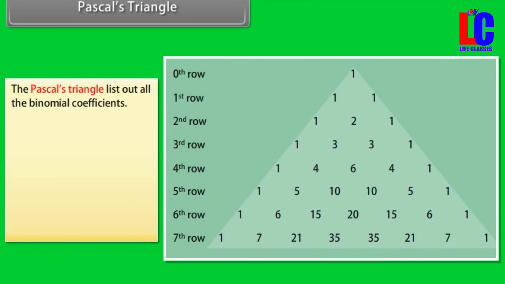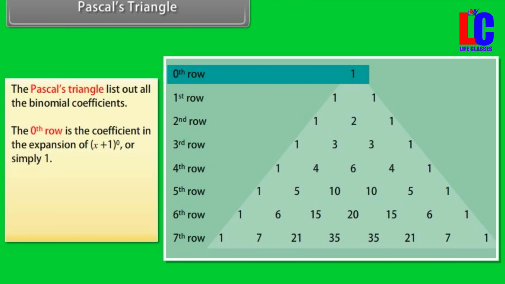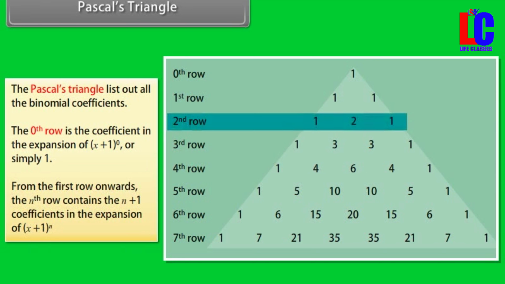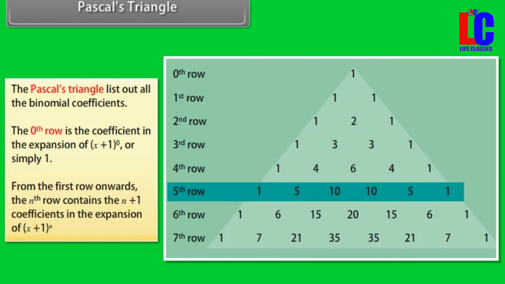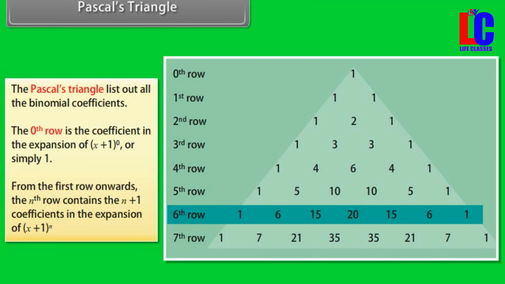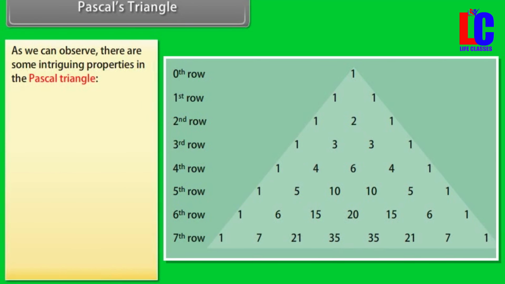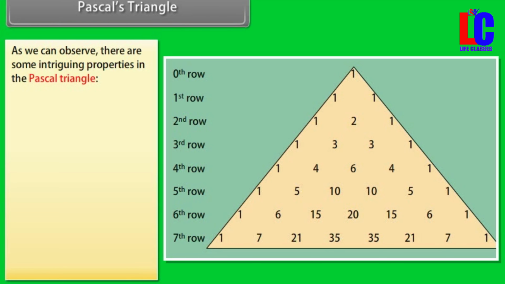Pascal's triangle. Pascal's triangle lists out all the binomial coefficients as shown in the figure given below. The zeroth row is the coefficient in the expansion of (x + 1)⁰, or simply 1. From the first row onwards, the nth row contains the n + 1 coefficients in the expansion of (x + 1)ⁿ. As we can observe, there are some intriguing properties in Pascal's triangle.